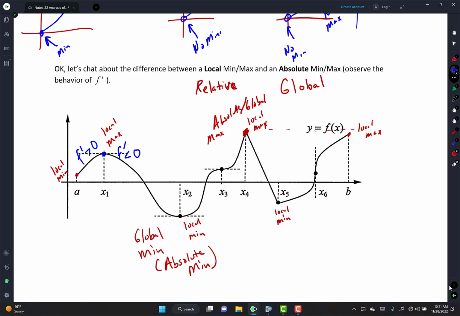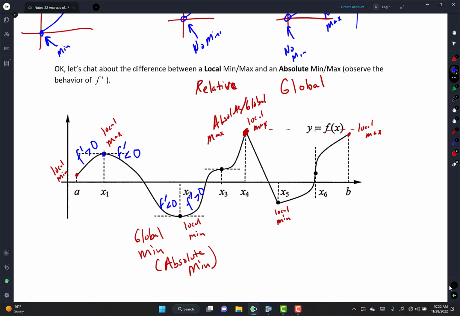Okay, now look at x2. To the left of x2, f prime is negative. And then as soon as I pass x2, f prime is positive. So was there a sign change for max and a sign change for a min for f prime? So start getting that in your head. If f prime changes from positive to negative, f has a max.